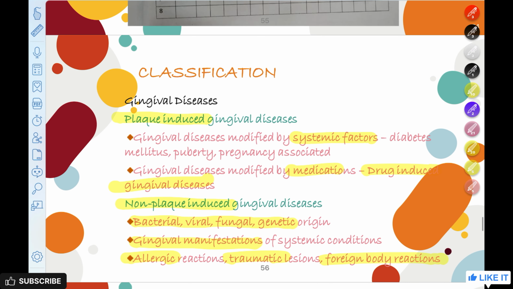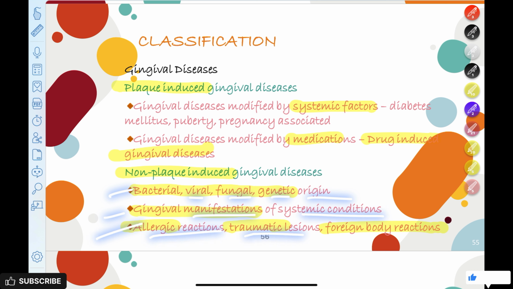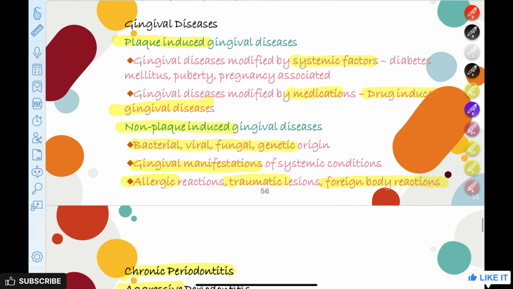It is according to the 1999 WHO classification. Check it once. The first is gingival disease. Plaque induced gingival disease. Gingival disease modified by systemic factors like diabetes mellitus, puberty, pregnancy associated. Gingival disease modified by medications. Drug induced gingival diseases. Next we have non plaque induced gingival diseases like bacterial, viral, fungal, genetic origin. Gingival manifestations of systemic condition, allergic reaction, traumatic lesions, foreign body reactions.